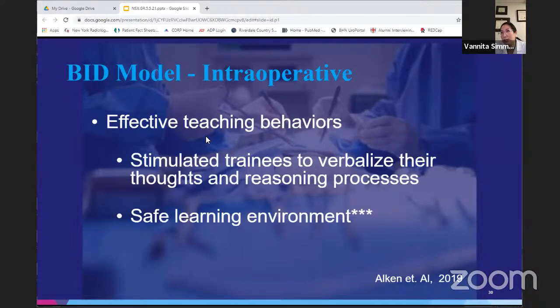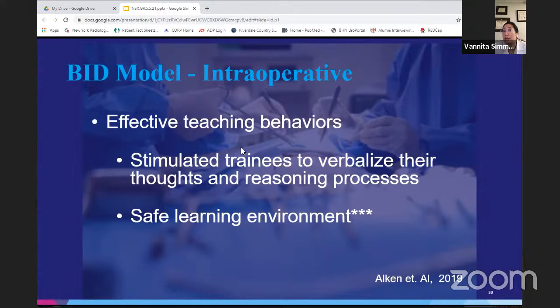So this makes a lot of sense. Again, this is data from teaching music and sports. So what are some effective teaching behaviors that they found? Ask the trainee to verbalize their thoughts and their reasoning processes. Yes, we saw that in the 7 a.m. session when there was an open-ended question and the teacher allowed the trainee to just talk about what she was thinking about the situation and about the scan that they were looking at.